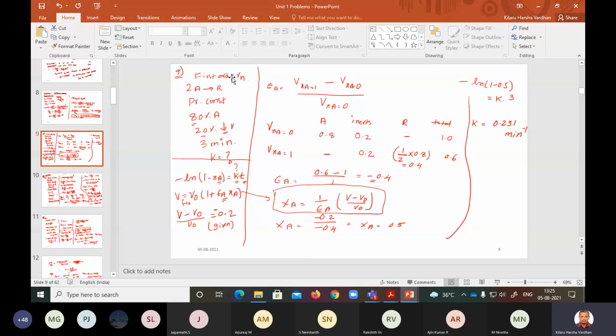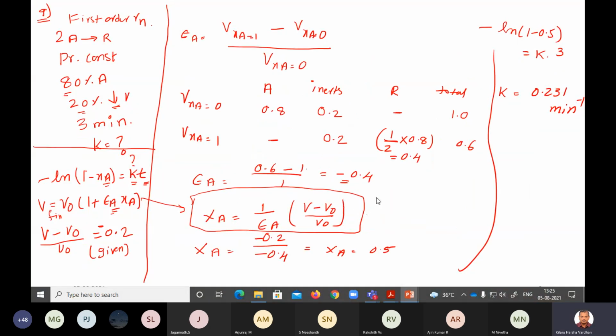You know it is a first order reaction. Therefore, minus ln(1 minus XA) is Kt. I'll just blow it up so that you can see properly. Minus ln(1 minus XA) is Kt. So we need to find out this K.